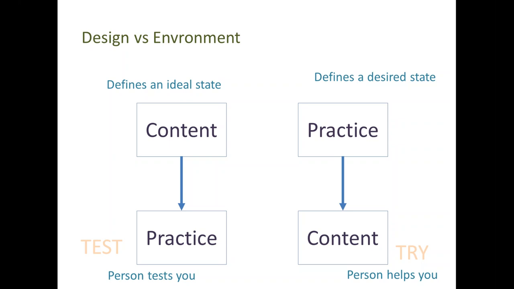In formal learning, you might get failure as well. But there are two different kinds of failure here, right? In formal learning, the practice comes in the form of a test, and the person, the teacher, the instructor, or whatever, is the person who is assessing your performance and, if you will, identifying where you went wrong.